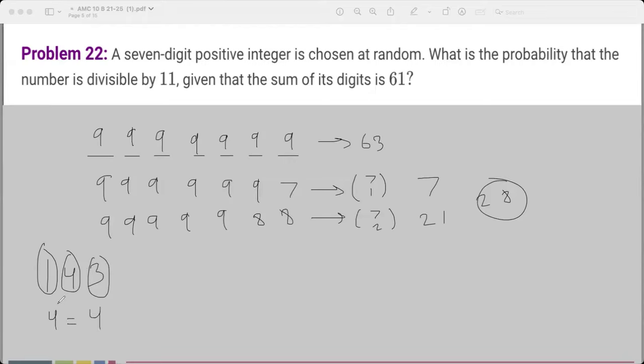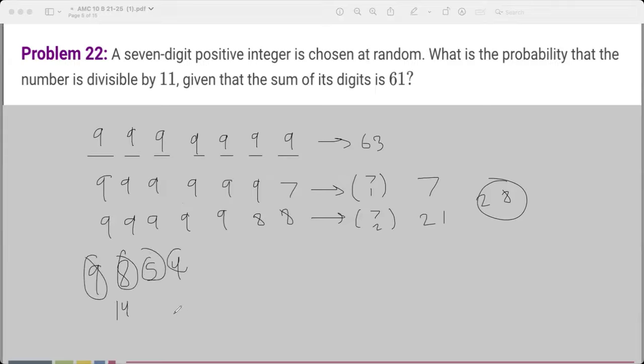And if these are equal, or they're the same mod 11, then the number itself is divisible by 11. So a longer number, for example, would be like if we had 9,854, right? In this case, we take the odd-numbered digits, those sum to 14, and then the even-numbered digits sum to 12. And this is not divisible by 11.